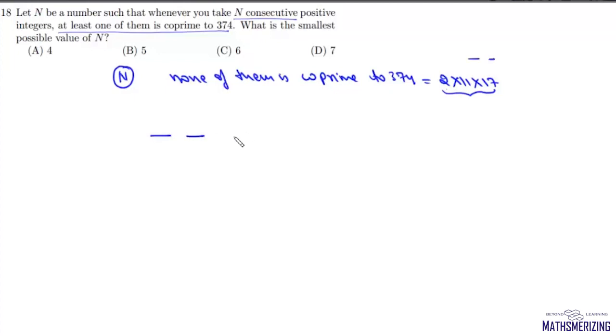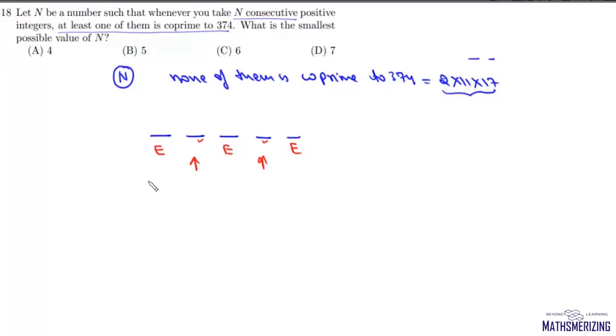Now we know that any even number cannot be co-prime to this 374 because they'll always have this 2 common. So if we take any numbers which start with even, then all these 3 numbers will have a common factor with 374. Now here we have to choose odd numbers such that these odd numbers are divisible by either 11 or 17. Now we need to find out whether there exist 2 odd numbers such that one of them is a multiple of 11 and the other one is a multiple of 17. And these numbers do exist.